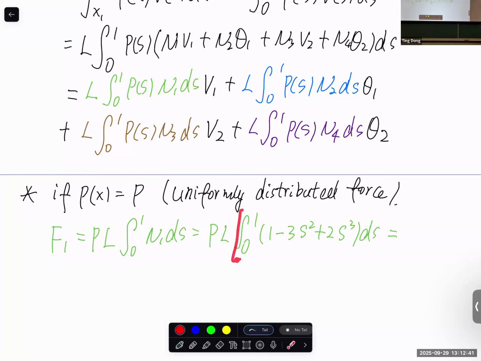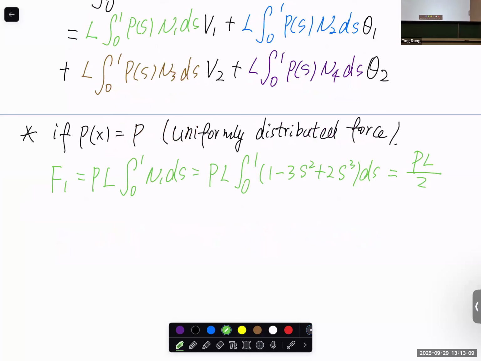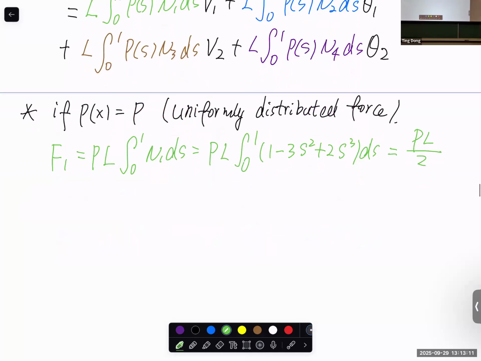So basically what you need to do is calculate the integration of this one from 0 to 1. I will skip the integration itself and have the expression, then you plug in s equal to 1 and you get the answer. I will give you the final answer directly here. It should be equal to half of PL. Should not be surprised, right? You have total PL split half to one node. But of course, since you have the rotation, you have an equivalent couple. Otherwise, there's no rotation generated.